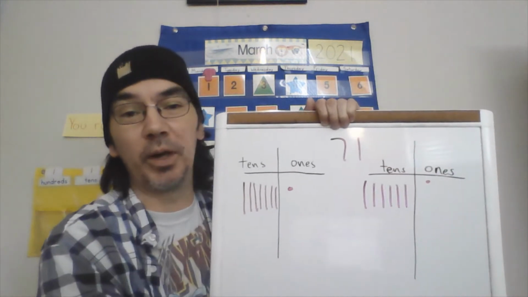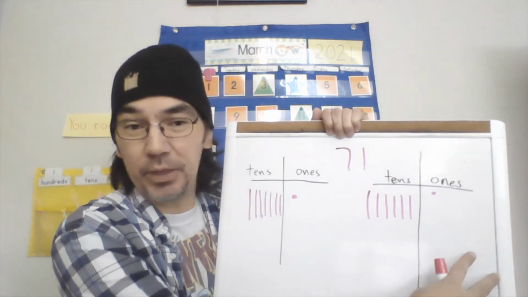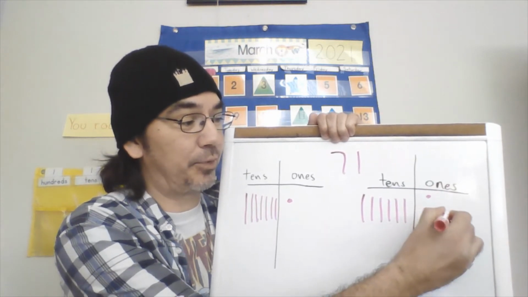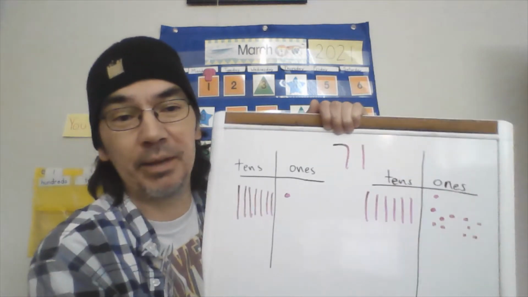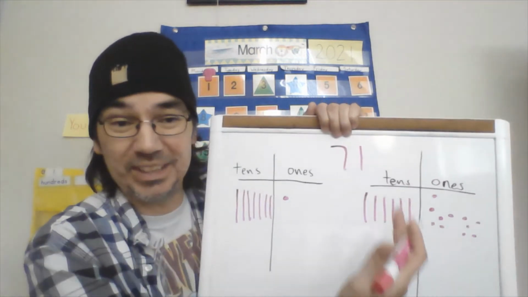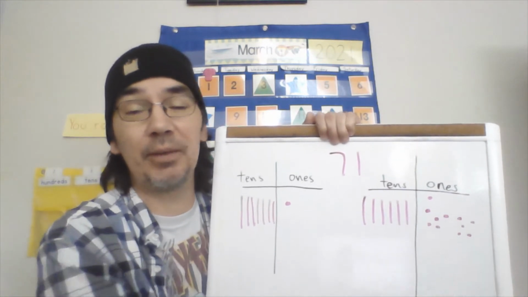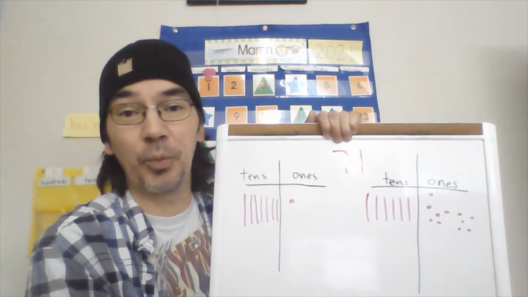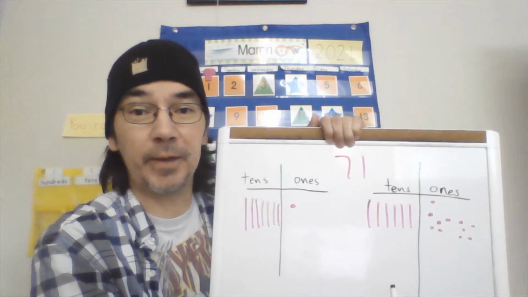Now I have the 1, 1, right? The 1, 1. Well, if I took a 10 and broke it up, I have to show it over here. Here's my 10 stick broken up. And I show that by having 10 dots. So this is another way to show 71. 6 10s, 11 ones. That's just another way to show our 71. Okay? There's just different looks for it.